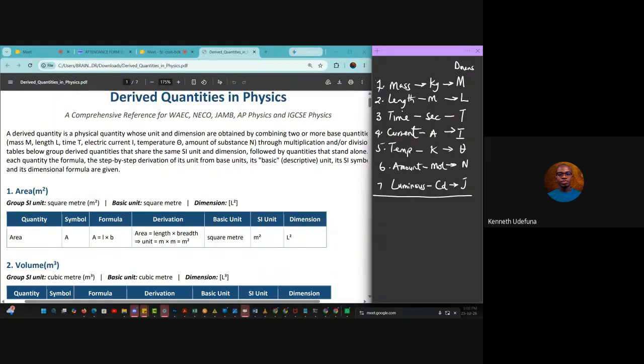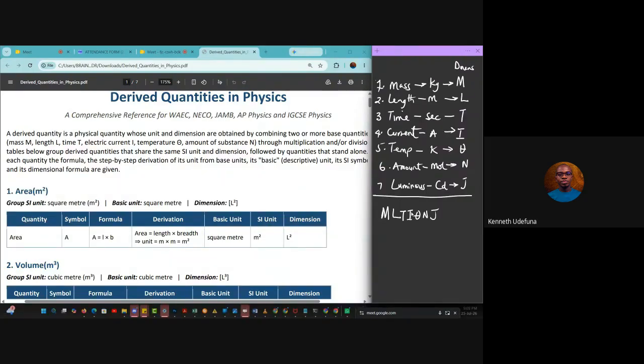So now what we are going to take note of is this. Dimension has a pattern of being written. The way we write it, it has a pattern. Now, what is the pattern? The pattern is M, L, T, I. That is I. What again do I have here? We have theta, N, and J.